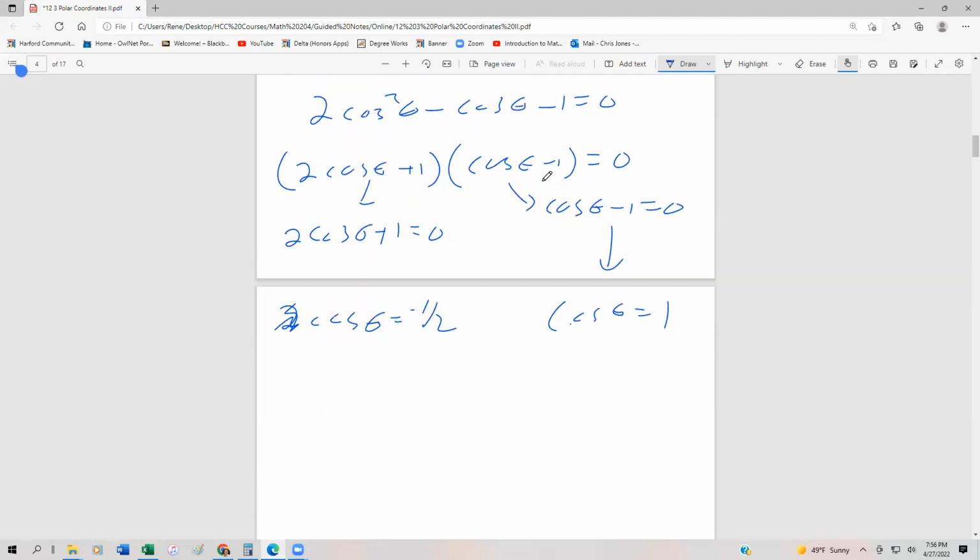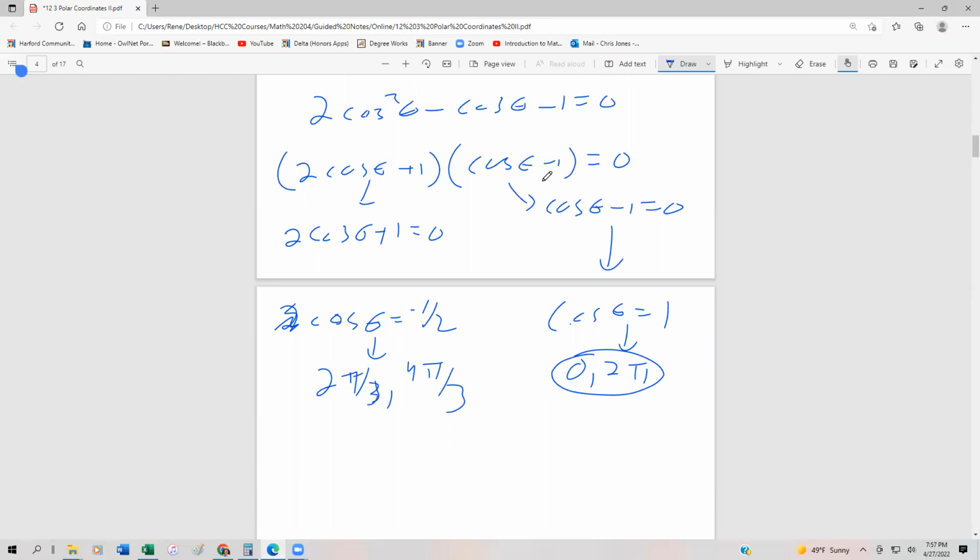Now we know that cos of theta is equal to 1 at 0 and 2 pi, which are both coterminal. We know that cosine of theta is equal to -1/2. Cosine is the x coordinate, so we're going to be in quadrants 2 and 3. And so this would be 2 pi thirds and 4 pi thirds.